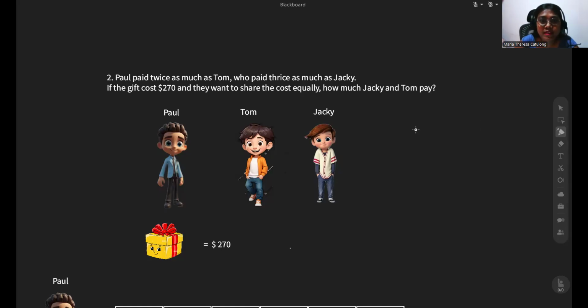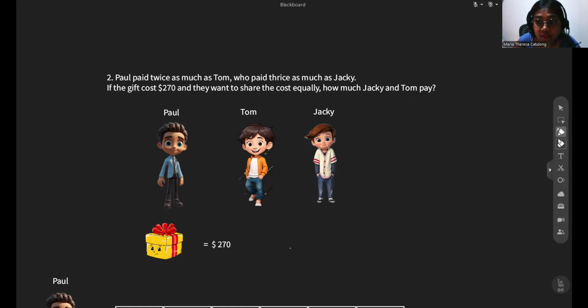Okay, hello everyone. Here's the second problem. Paul paid twice as much as Tom, who paid thrice as much as Jackie. If the gift cost $270 and they want to share the cost equally, how much do Jackie and Tom pay?